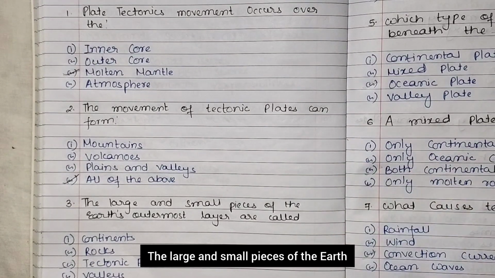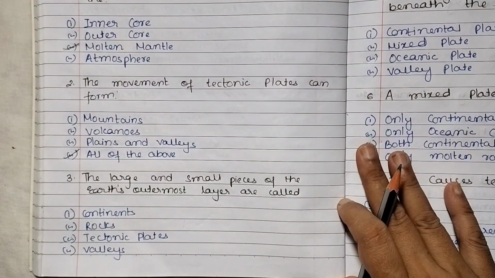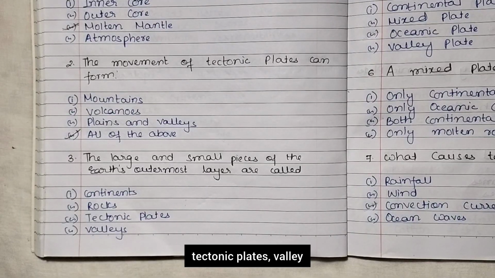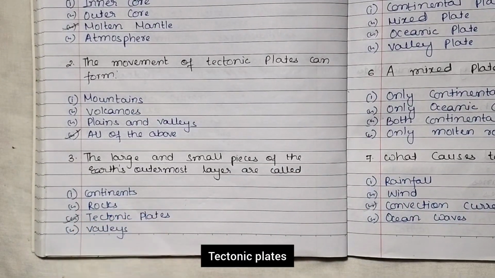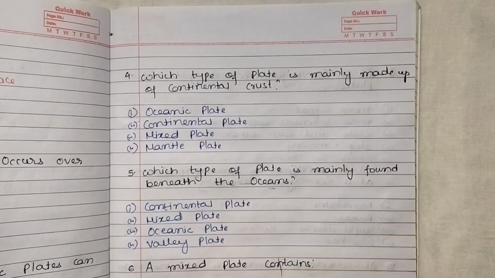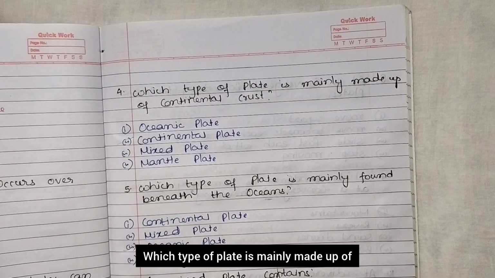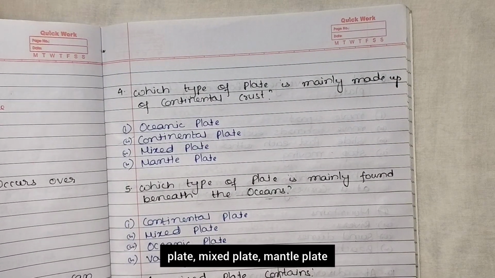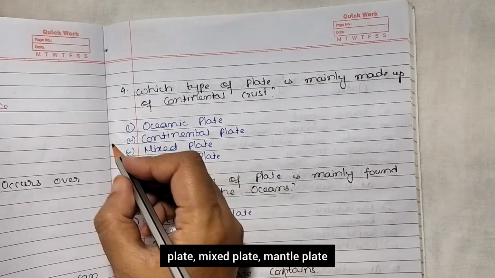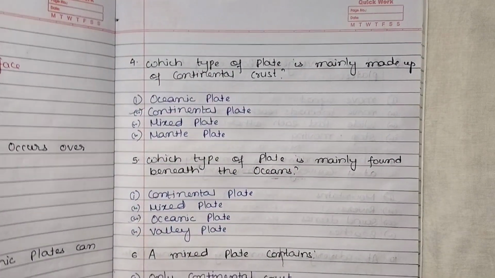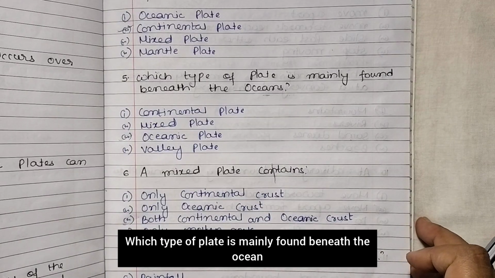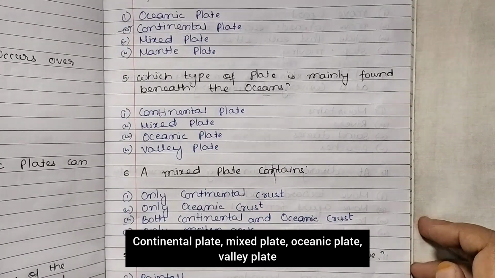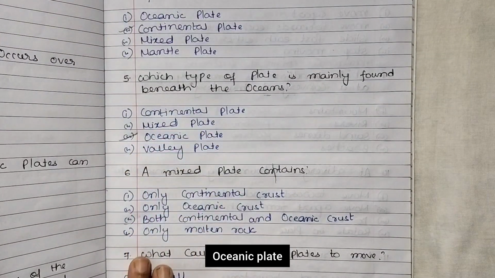The large and small pieces of the earth outermost layer are called continent, rock, tectonic plates, valley. Tectonic plates. Which type of plate is mainly made up of continental crust: oceanic plate, continental plate, mixed plate, mantle plate? Continental plate. Which type of plate is mainly found beneath the ocean? Continental plate, mixed plate, oceanic plate, valley plate. Oceanic plate.